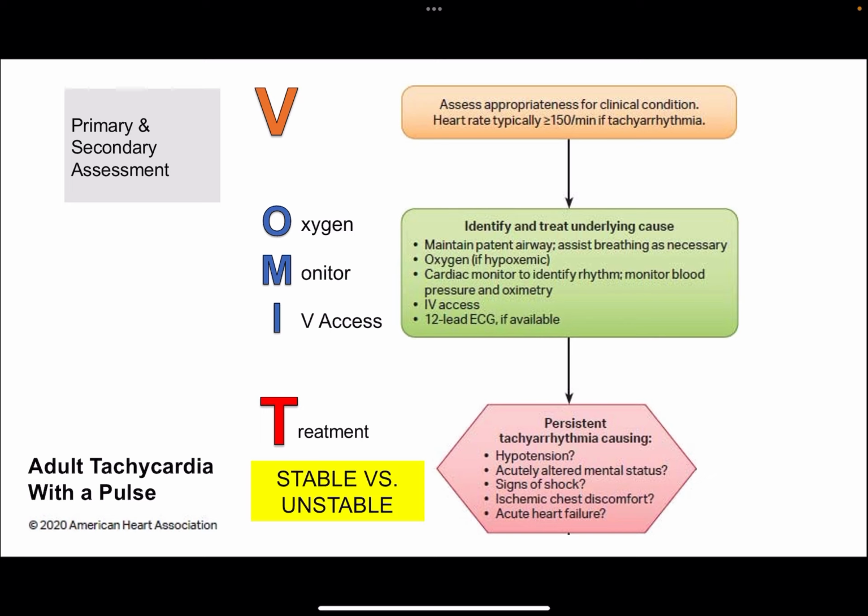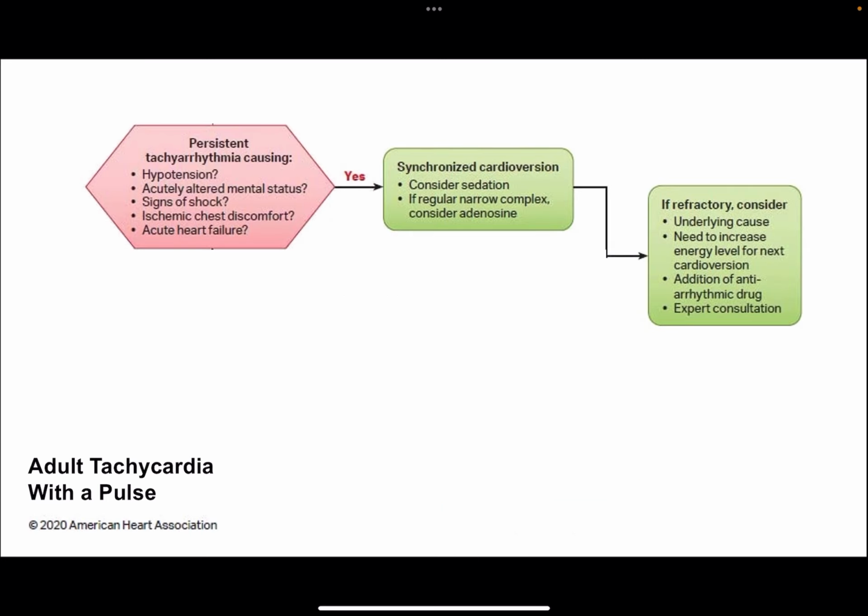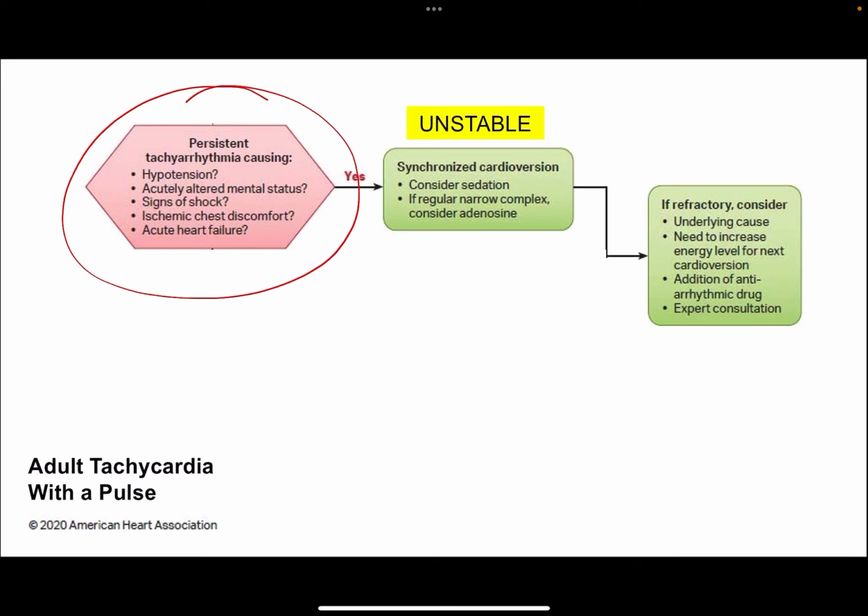You need to identify if the patient is stable or unstable. So it's the same with the bradycardic algorithm. So if the patient is unstable, you would check this red section right here that I'm talking about. If the patient is complaining of chest pain, and then the patient is hypotensive, and now the patient is unstable, your first treatment for tachycardia algorithm would be synchronized cardioversion.